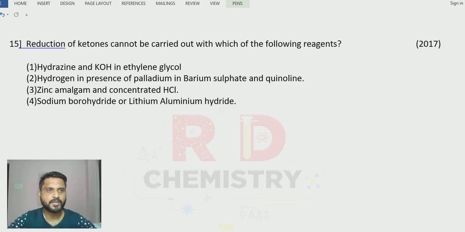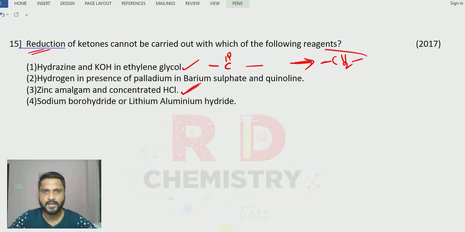Question number 15. Reduction of ketones cannot be carried out with which of the following reagents? Hydrazine and KOH in ethylene glycol converts C double bond O to the CH2 group, which is known as the Wolff-Kishner reduction, right? Then we can also make use of zinc amalgam and concentrated HCl for the same process, which is called the Clemmensen reduction. The first one is the Wolff-Kishner reduction, the third one is the Clemmensen reduction, for the same change of CO becoming CH2.